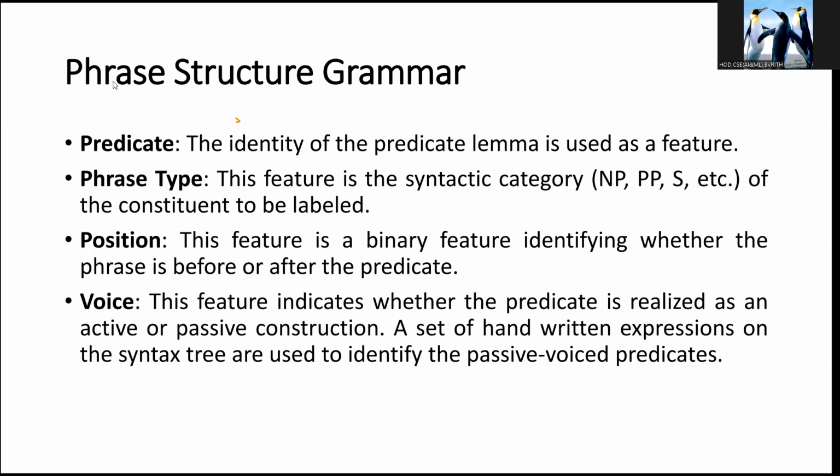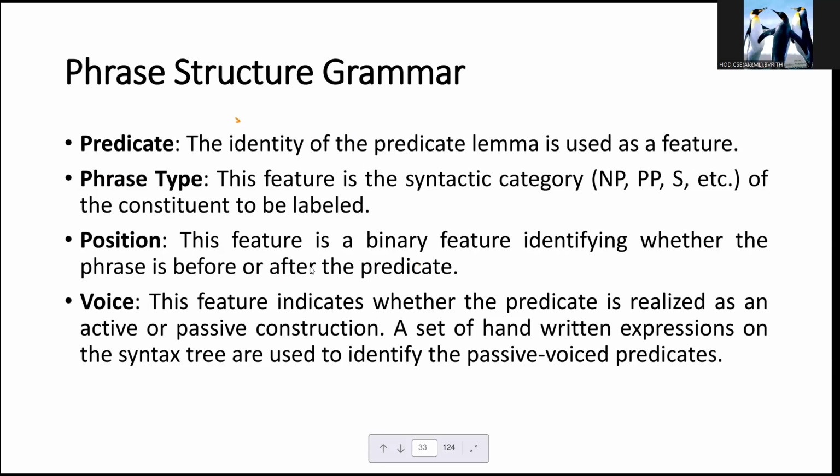Say if you are checking with the predicate, it gives us the identification of the lemma, or the sense or context of the word, which is one feature. The second feature is the phrase type, which defines whether the word is a noun or a verb or an adjective or an adverb. The third one gives the position, that is where the word is used in the sentence.